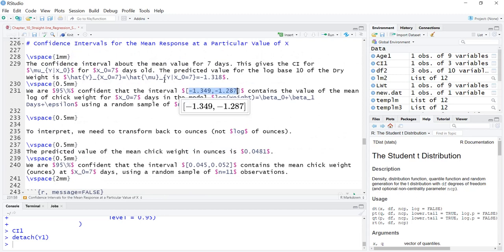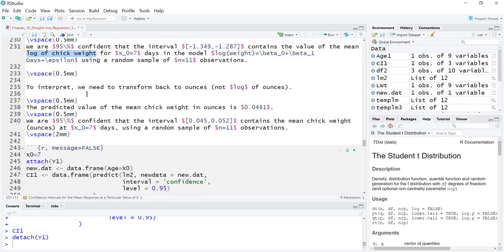So we do this talking about the actual, what it is, and then we are 95%, so you change that based on your confidence level, confident that the interval here contains the value of the mean log of chick weight for x equals 7 days in the model here, using a random sample of n equals 11. So you modify this, tweak it as you need, but otherwise leave it alone. So instead of days, it would be whatever your x value is. Okay. Instead of log of chick weight, it'd be whatever your y value is.